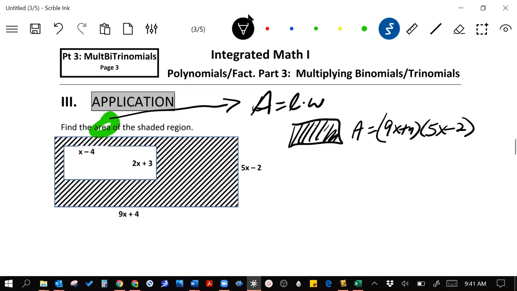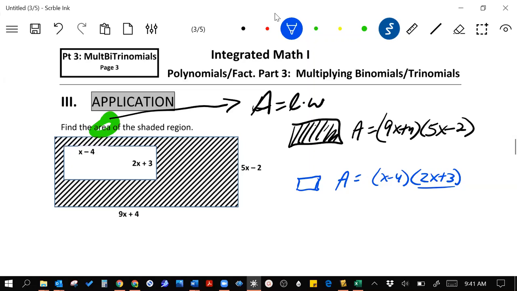And then the small area, I'm going to use blue for that one. That's not quite a good rendition, but good enough. The area of that one is going to be the length, x minus 4, times the width, 2x plus 3. You could call this one the length and this one the width. It doesn't matter which comes first, because when you're multiplying 2 things they can be flipped, as long as they're in the same order inside the parentheses. Mainly because of negatives, you have to be careful.